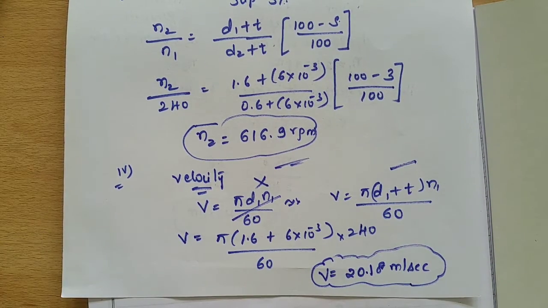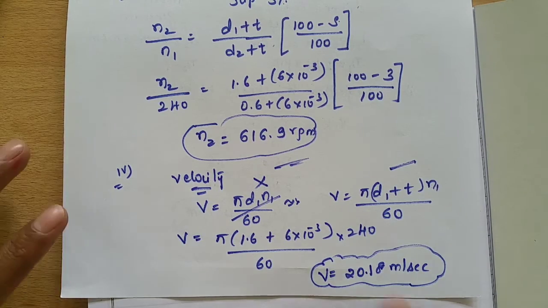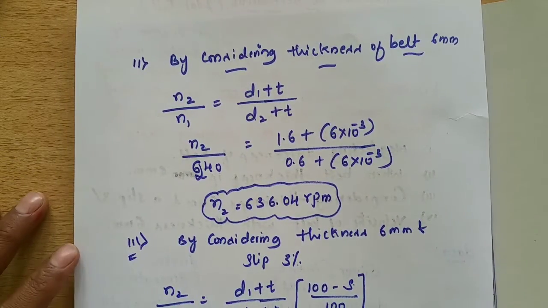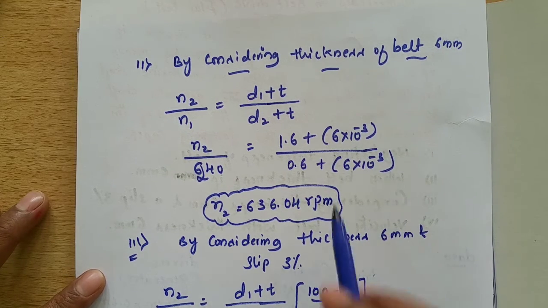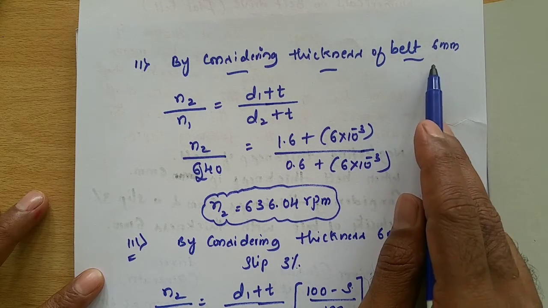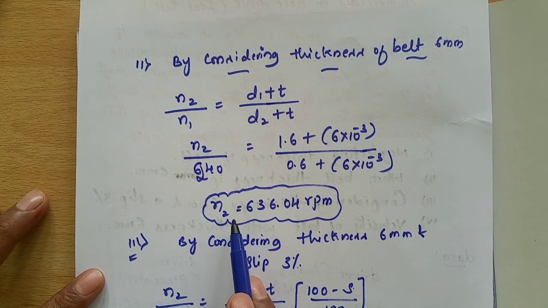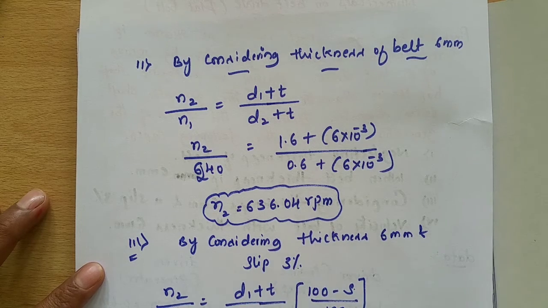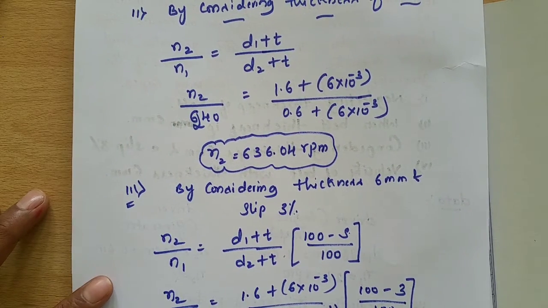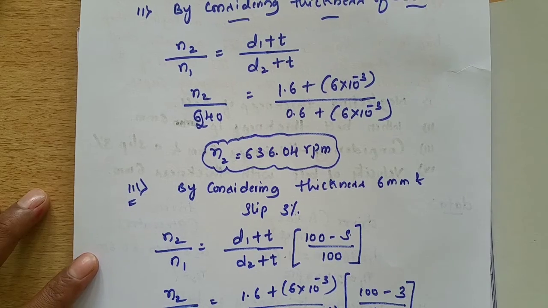So this is the solution for the given problem here. By neglecting the thickness of the belt, we are getting N2 equal to 640 rpm, but when we consider the thickness of the belt as 6 mm, we are getting the speed of the driven member as 636.04 rpm. Slightly the speed of the driven member decreases because we are considering the thickness.